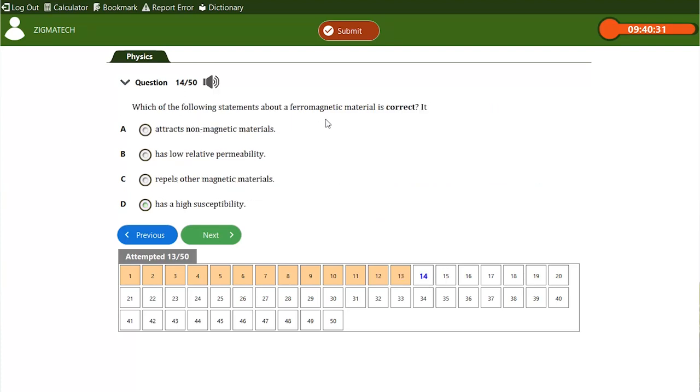Which of the following statements about a ferromagnetic material is correct? It attracts non-magnetic material. Ferro means iron, so a kind of good magnetic material. It cannot attract non-magnetic material. This is wrong. It has low relative permeability. No. Repels other magnetic materials. No. Has high susceptibility. Okay, I think this is the right option. Not this one. Not this one. All right.